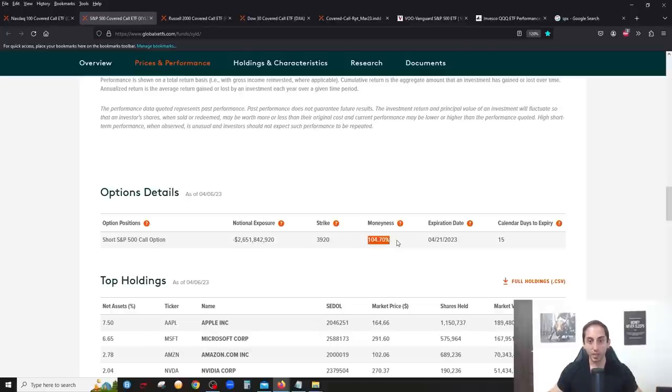So right now, if this call were to expire today, it's expiring here on the 21st of April. There's 15 days left till expiry. So this is very interesting. It's pretty cool that you could actually see the information of the monthly call that all of them write. This goes for all four of them.